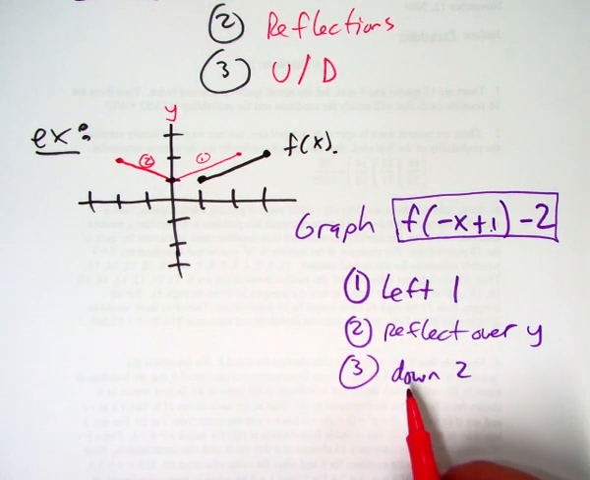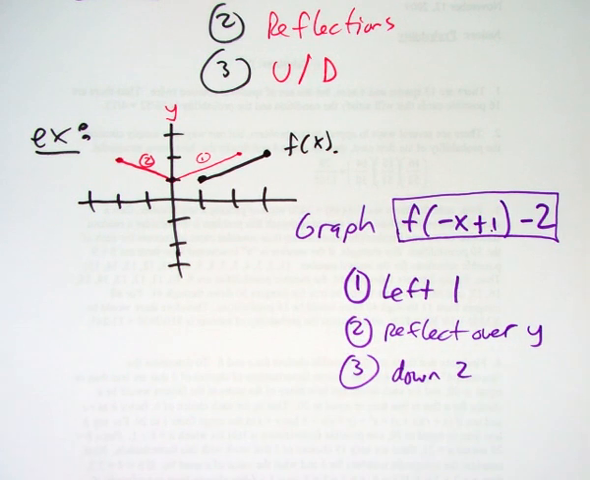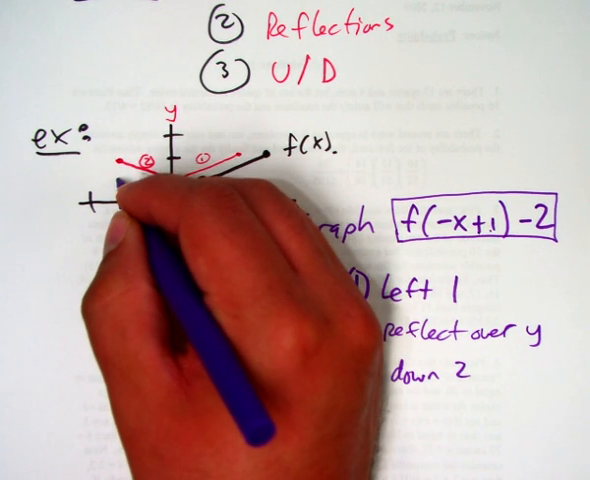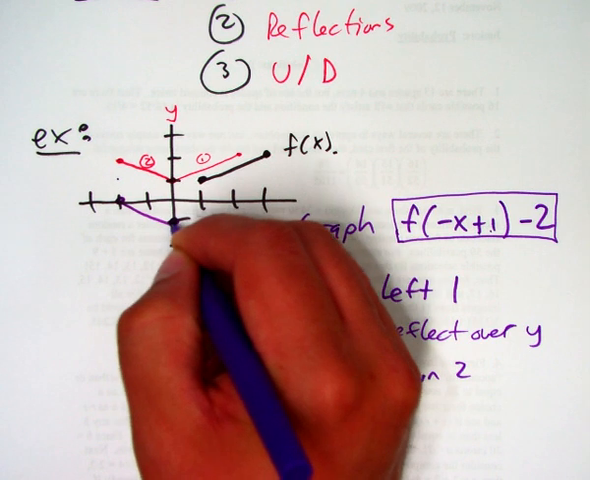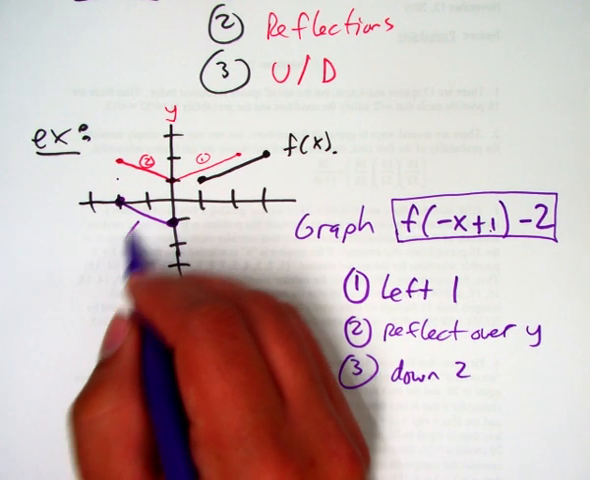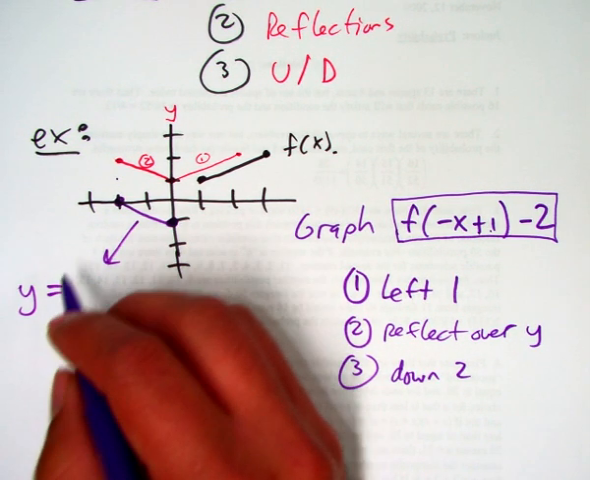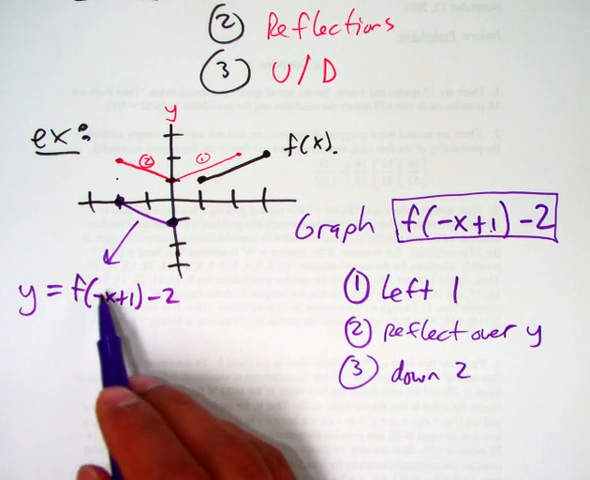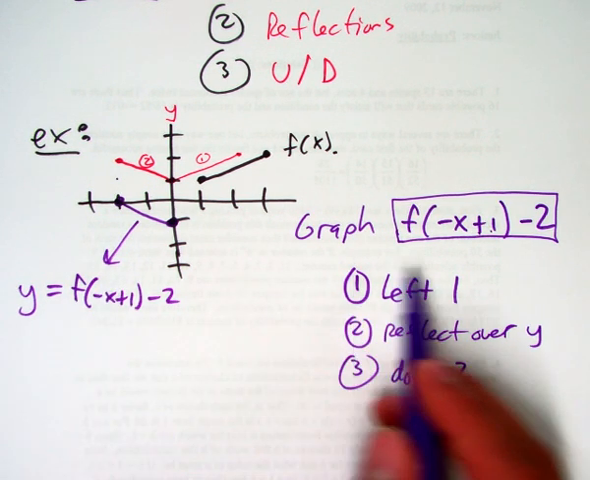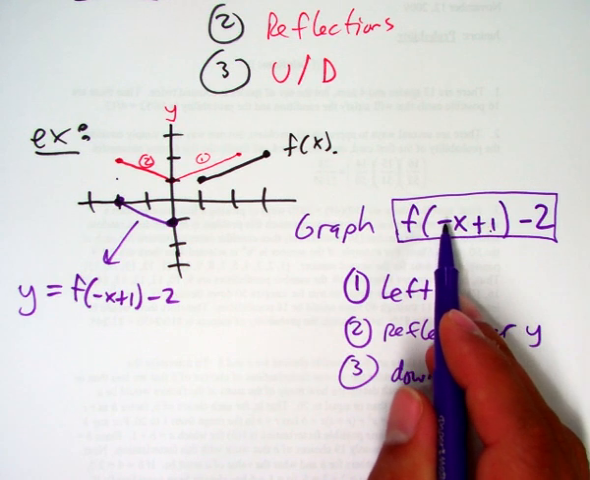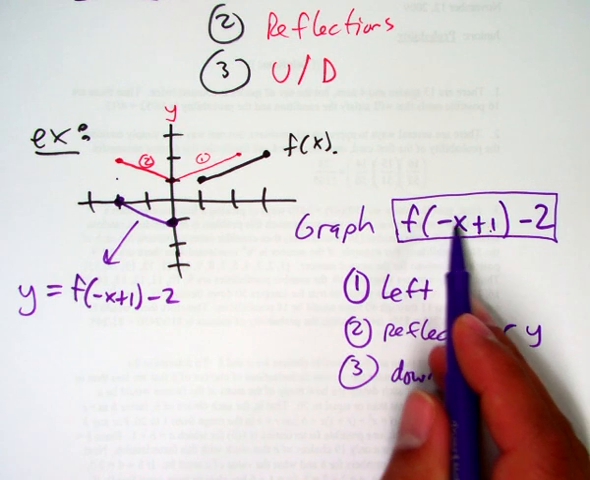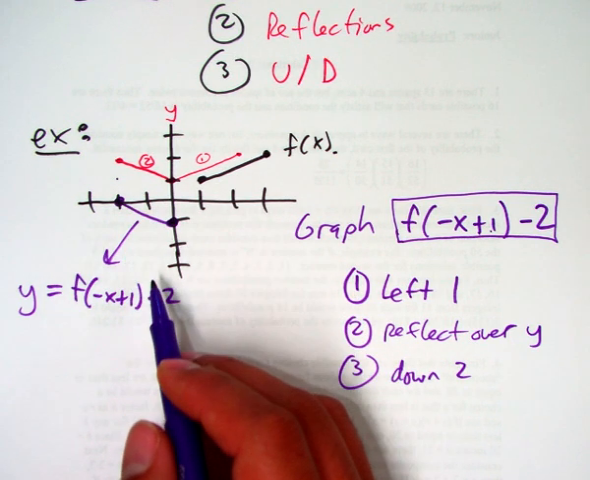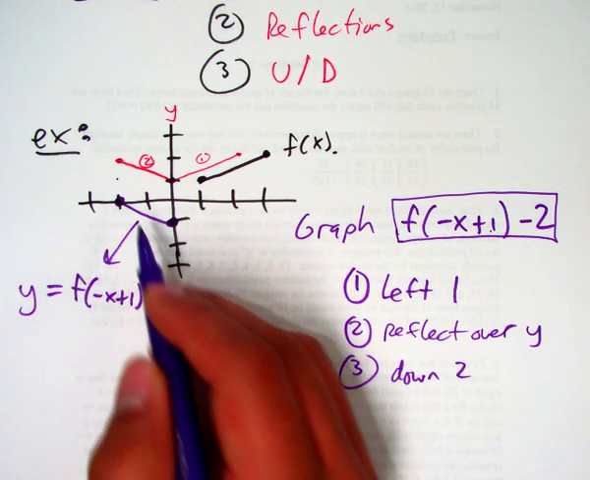The last step I have here is that I'm going to shift down 2. So now if I take every point and move it down 2 units, this purple segment represents a new graph that we're saying is f of negative x plus 1 minus 2, which we obtained by simply moving left 1, flipping it over the y-axis, and then moving it down 2. So here it shows step by step what everything looked like. This purple segment here is the final graph. Okay?